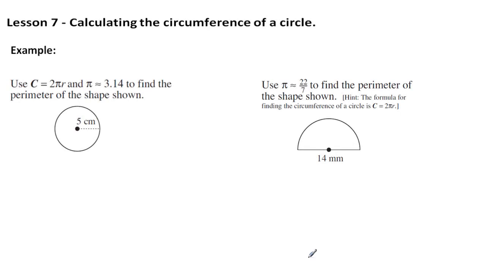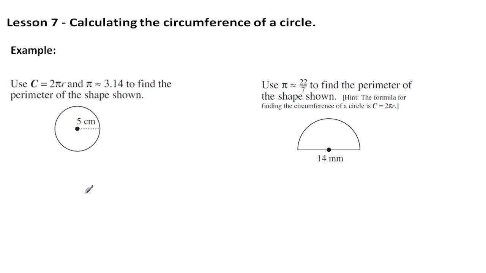The perimeter of a circle is called its circumference. So we don't refer to a perimeter anymore for a circle, just the circumference. When we work out the circumference of a circle, there's a formula that's given, and the formula is circumference is equal to 2 times pi times r.